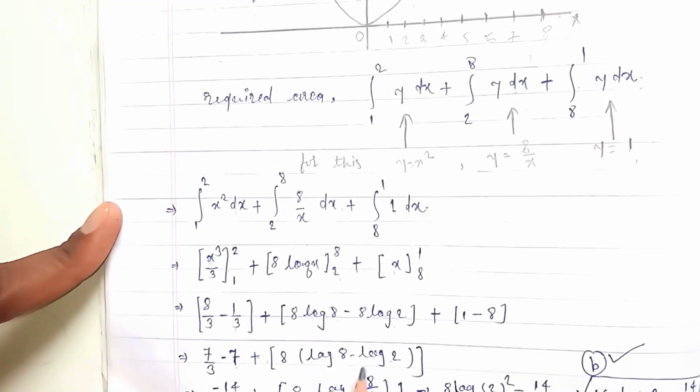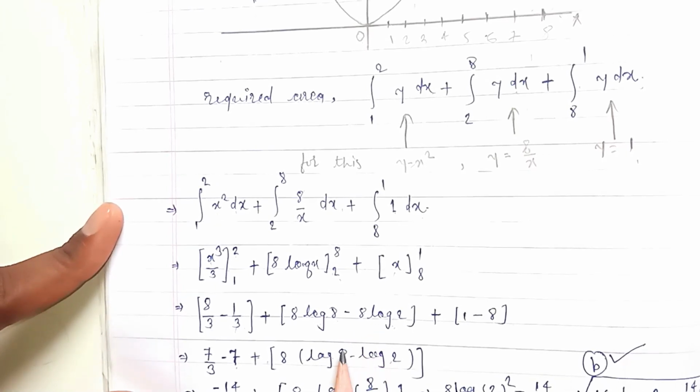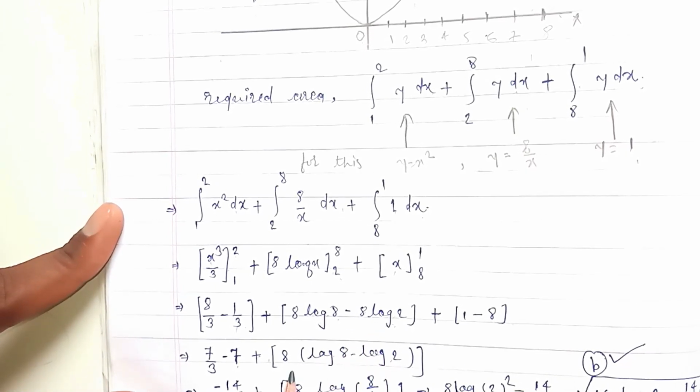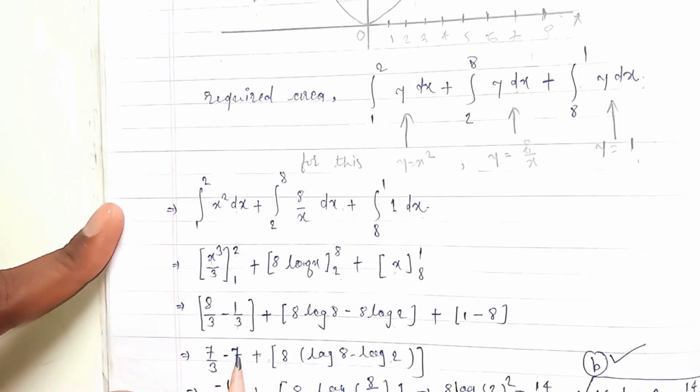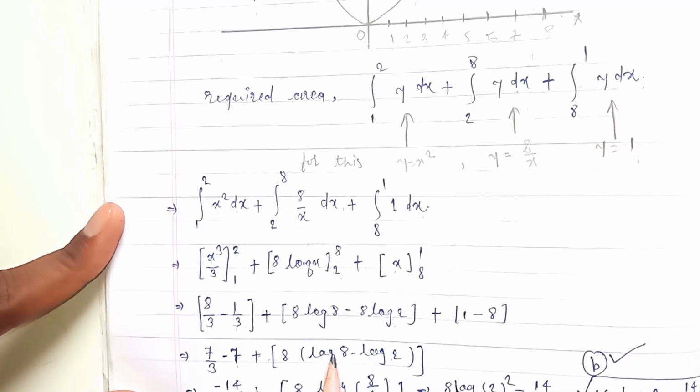Okay, so log 8 can be written as 2 cube, and that 3 comes out front by using the exponent rule of a logarithm. So 7 by 3 minus 7. Okay, 3 sevens are 21, so negative 21 plus 7 is negative 14 by 3, plus 8 common here, log a minus log b can be written as log of a upon b. So it is log of a upon b here.